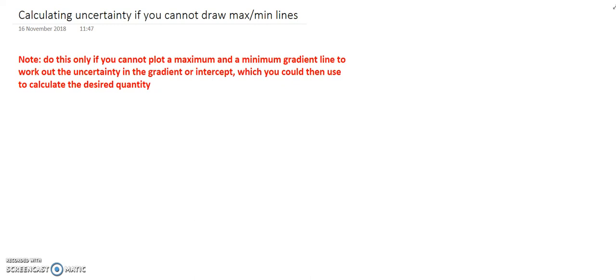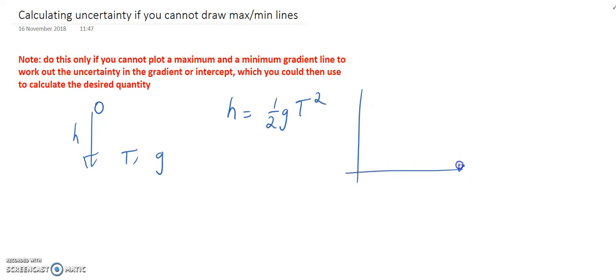Let's have an example. So assuming you've dropped a ball from a height of h and it's hit the ground in a time of t, and you're using this experiment to measure acceleration due to gravity, little g. The equation that relates those two is h equals a half g t squared, and so you decided to plot h on the y-axis and t squared on the x-axis, thinking that will give you a straight line through the origin, and then you plot the data.